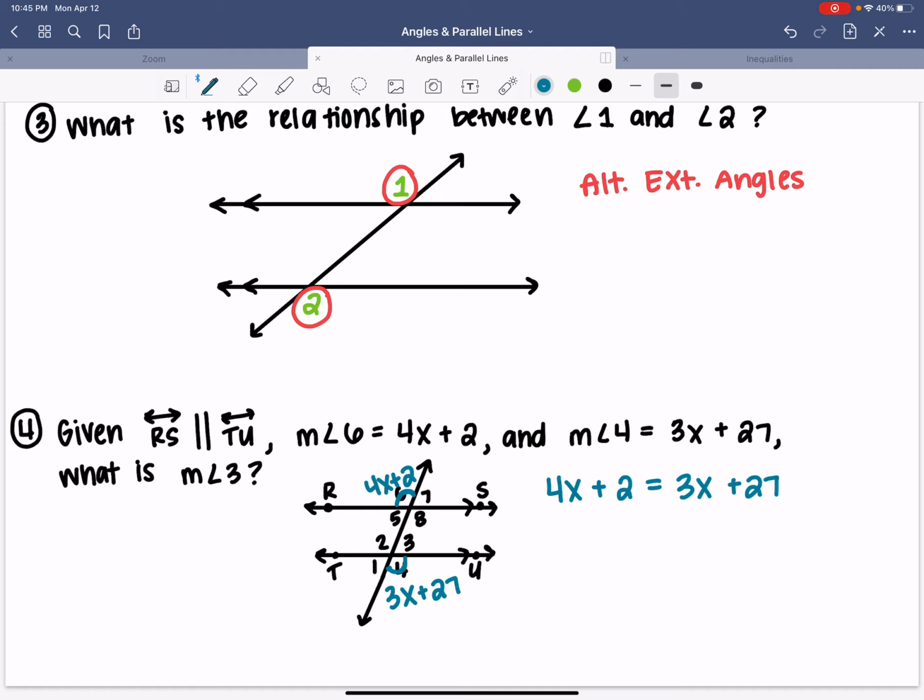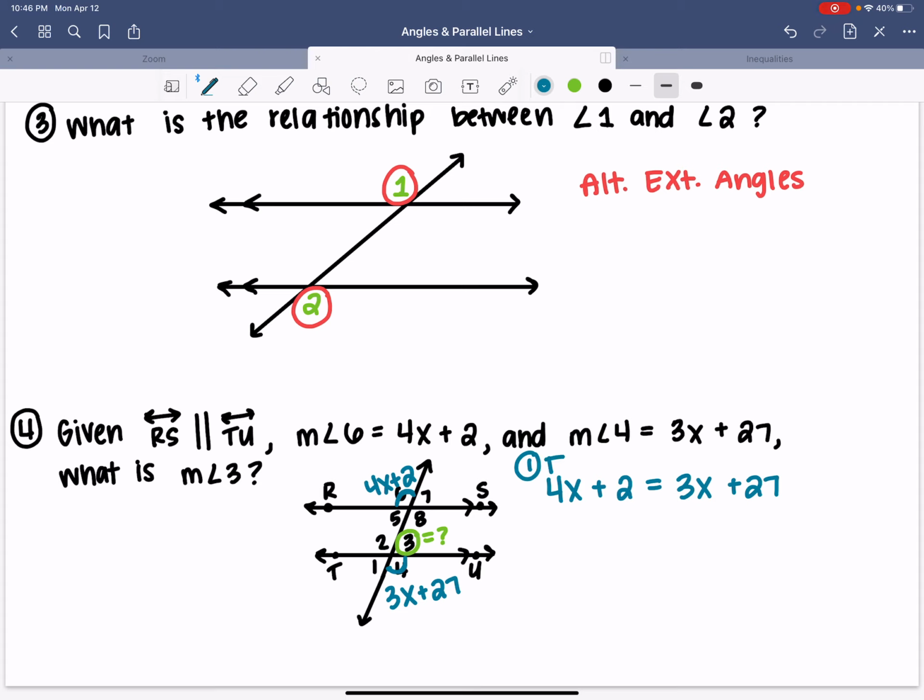And we want to know what is the measure of angle 3. So that's what we're looking for. Well, if I know x, I can plug x in and find the measure of that bottom angle. And those two are going to add up to be 180. So if I know x, I can plug in whatever x is, and this angle plus this angle add up to make that straight line of 180 degrees. So first we need to find x.